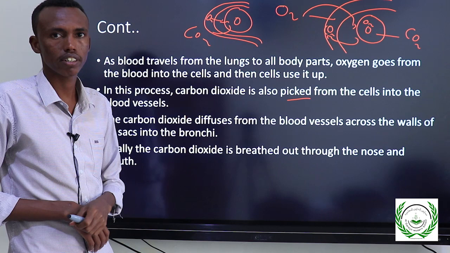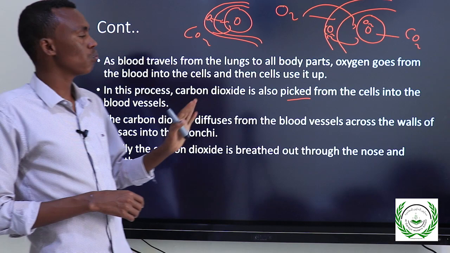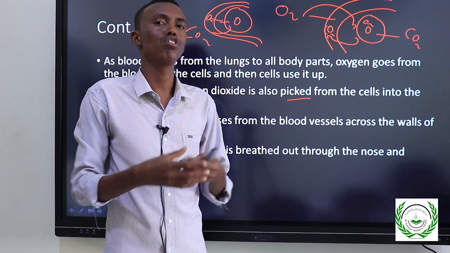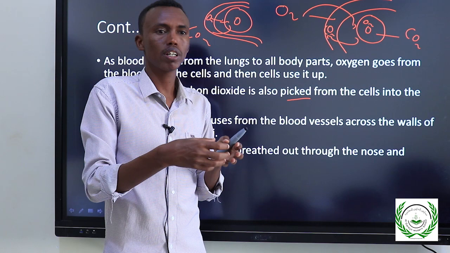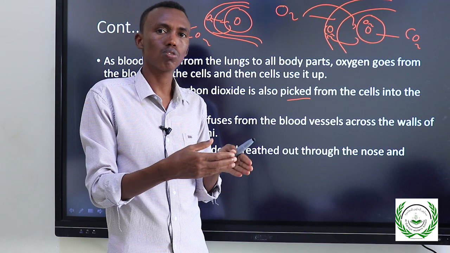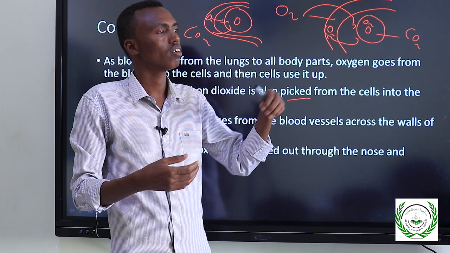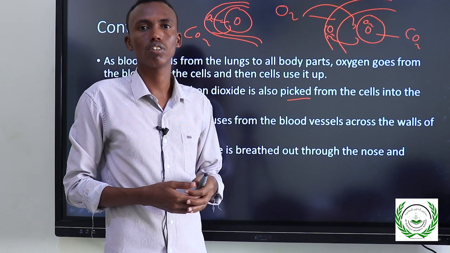Okay. So, for example, when the blood capillaries surrounding maybe the alveoli, okay, they carry carbon dioxide from the body. So this carbon dioxide diffuses, it enters, it goes across the walls of alveoli into the alveoli, okay, and then finally after the alveoli to the bronchioles, then to the bronchi, then to the trachea, then it breathes out, okay, or we breathe out that carbon dioxide, okay.